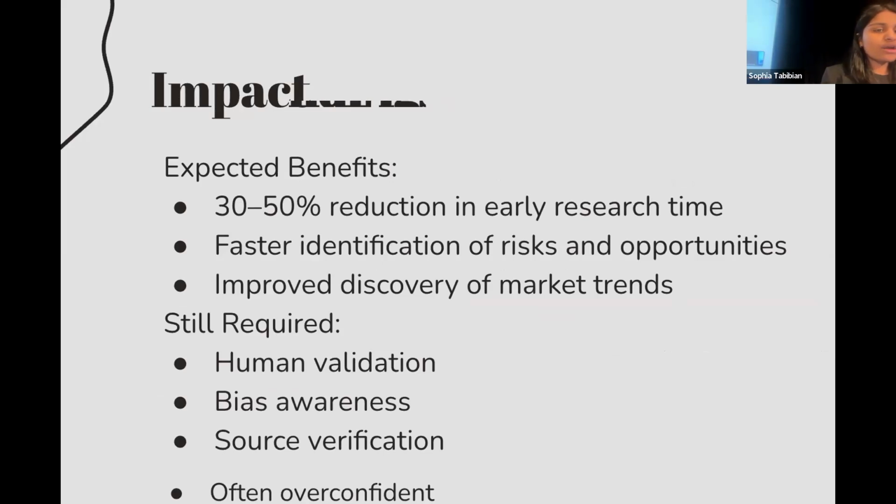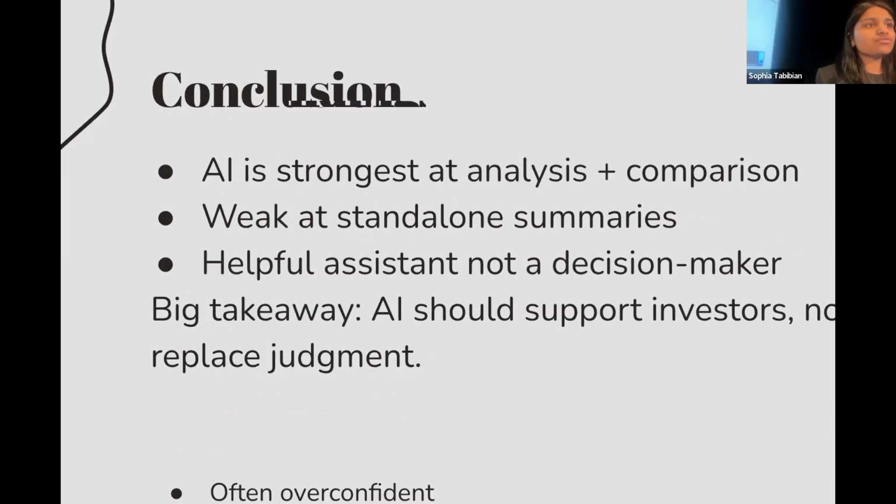But something that's still required in this workflow is human validation, bias awareness, and source verification. The source verification could be fixed if these are more tightly put into, oh, this source is from here. And overall, the AI is really strong at the analysis and comparison sectors, while it's weak at standalone summaries. It should be a helpful assistant and not a standalone decision maker. The overall takeaway is that it should support investors, not replace human judgment. So the final say should still be humans.